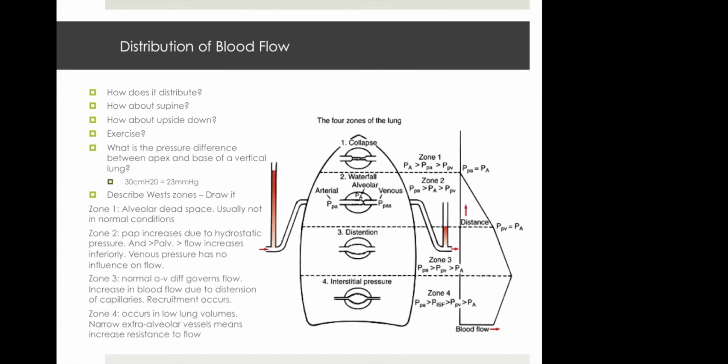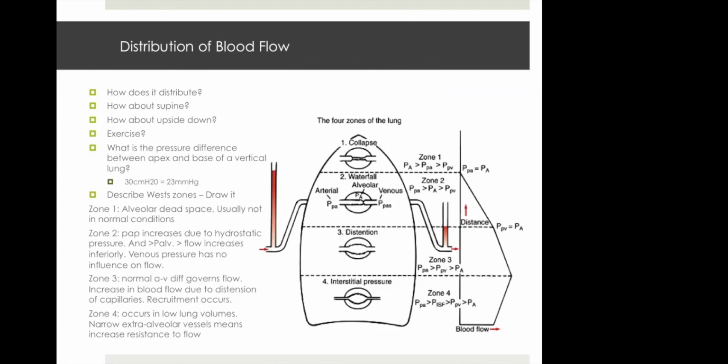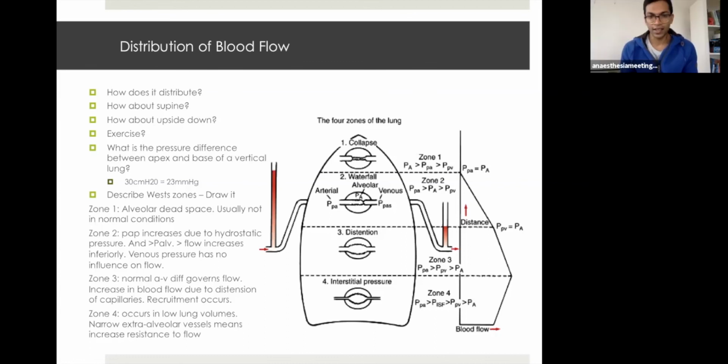Yep. I don't actually know whether they could chuck in a pulmonary artery catheter higher and lower and then decide the pressure difference, whether that's the way. Yeah, and I mean, why do I have there 30 centimeters water of pressure difference from the apex to the base? Just because that's generally the height of the lung. Yeah, exactly. It's as simple as that. The height of the lung is approximately 30 centimeters, and millimeters mercury is about 3/4 of that. So 23 millimeters mercury. Yeah, good.